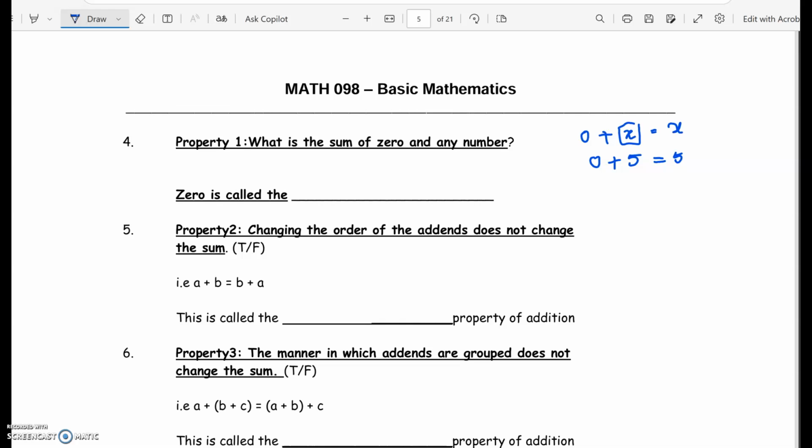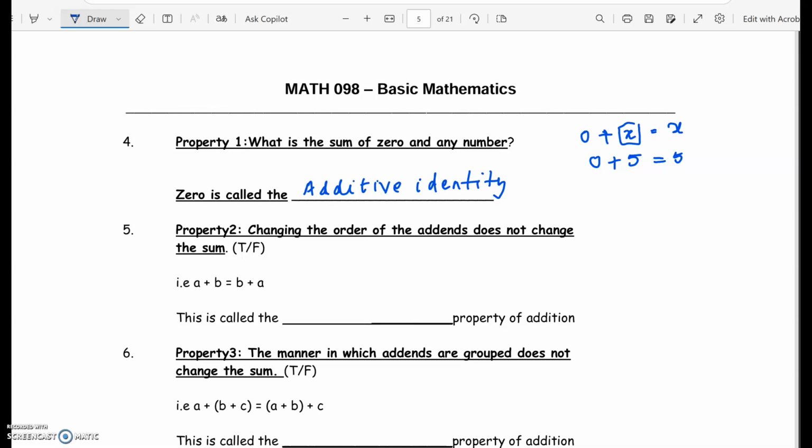So 0 is called, and remember this term, additive identity. We're talking about addition, so it's called the additive identity. A number remains identical after adding a 0 to it. So that's additive identity. So 0 is called the additive identity.